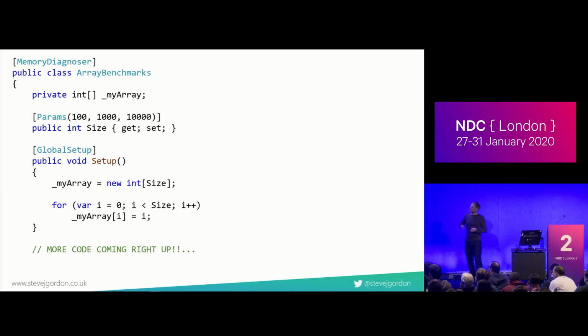There's some additional code coming, but this is our setup, which is a little more complex than the Hello World example. It doesn't have to be, but there are some good reasons for doing this. The first thing here is this Params attribute on the Size property. This allows us to configure BenchmarkDotNet so that it will run every benchmark in this class 3 times. Each time it runs it, though, it will have a different size value in that property.